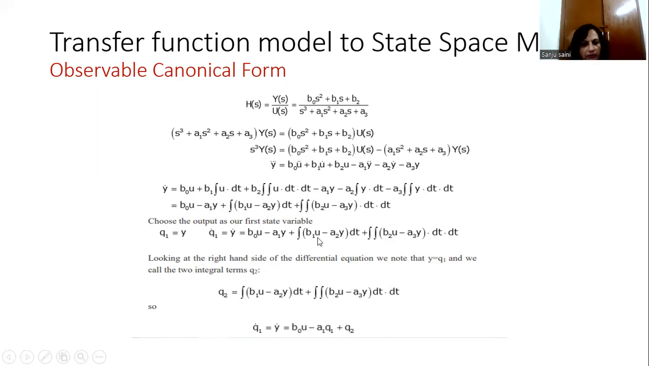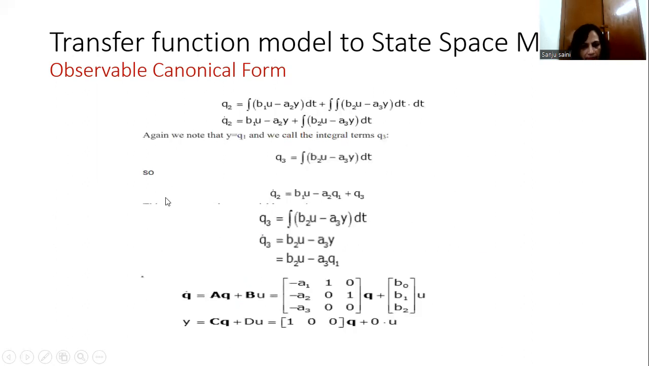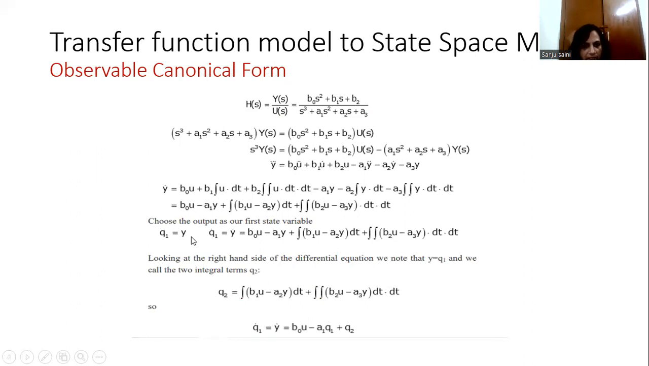Then we have made the definition of the state variable as q1 equal to y, q1 dot equal to y dot. So this will be represented as equal to this. Y dot is equal to this. We have represented it in terms of integrals, because wherever we have a single dot there will be a single integral, so b1 into u dt. And wherever we have the double dot, we will use the double integral. So we have got this equation from this equation, and then we have chosen the state variable as q1 equal to y, q1 dot equal to this.